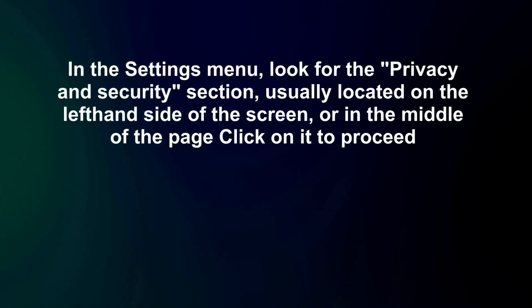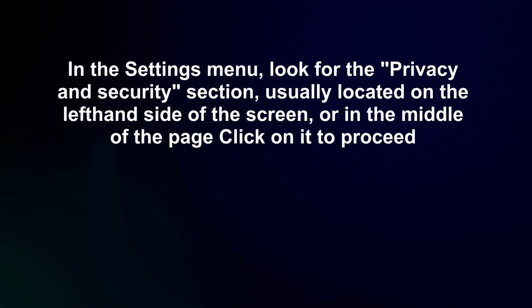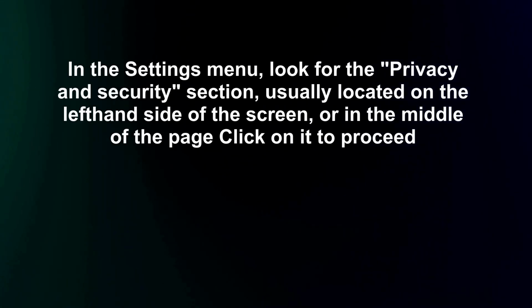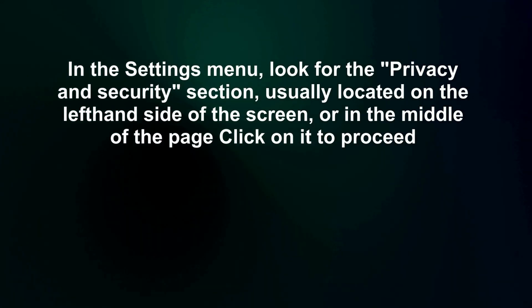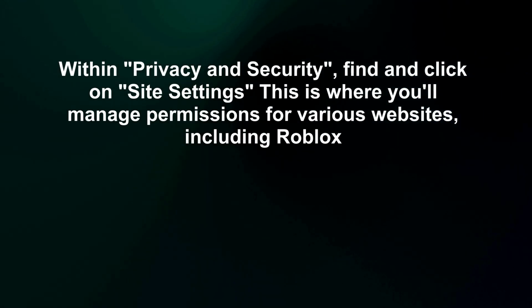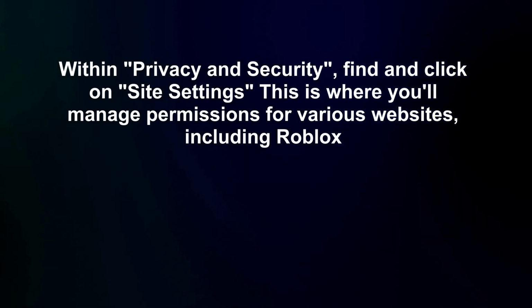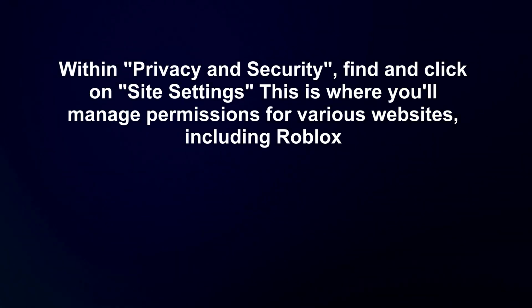In the settings menu, look for the privacy and security section, usually located on the left-hand side of the screen or in the middle of the page. Click on it to proceed. Within privacy and security, find and click on site settings. This is where you'll manage permissions for various websites, including Roblox.